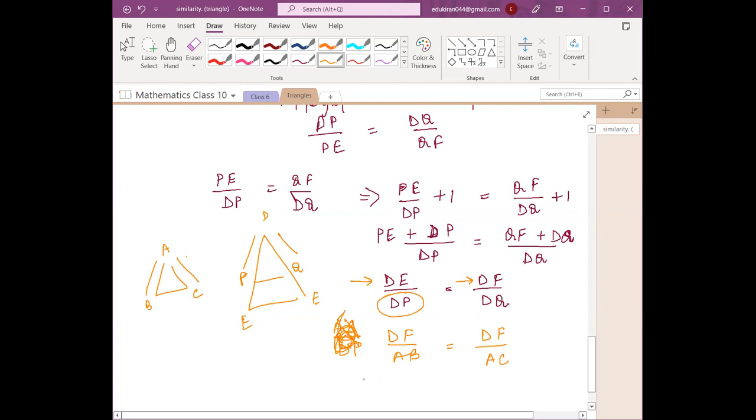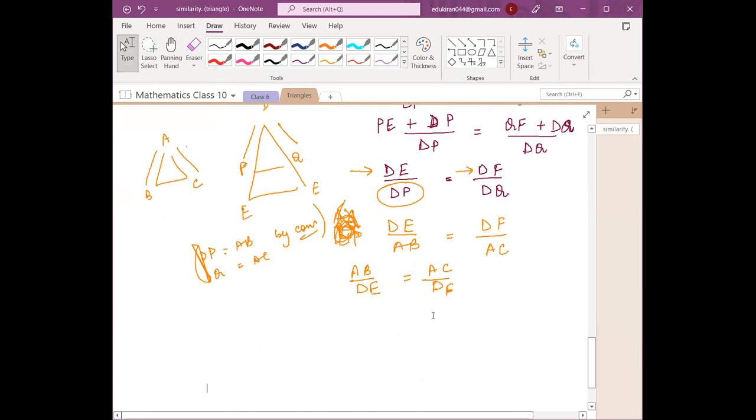Yes, okay, ma'am. Now I'm just flipping it again. So AB upon DE is equal to AC upon DF. Sorry, this was DE and this is DF. So by construction, DP is equal to AB and DQ is equal to AC. Anyway, this is already written in the construction. So I have got this thing. Now what can I conclude from here? Rida, any confusion so far?